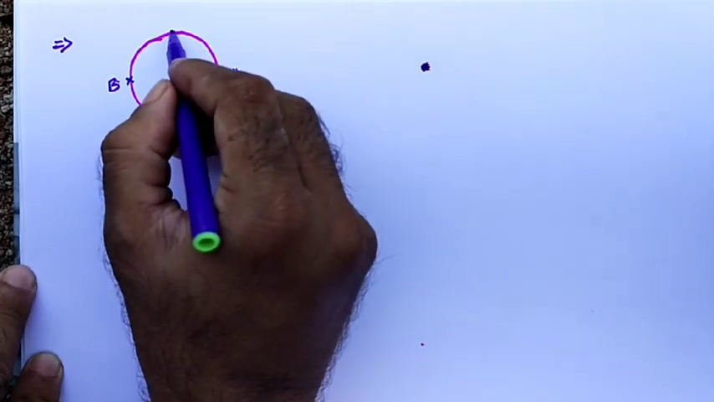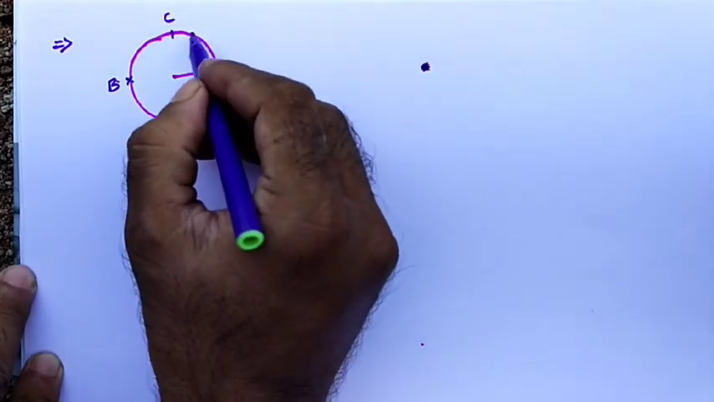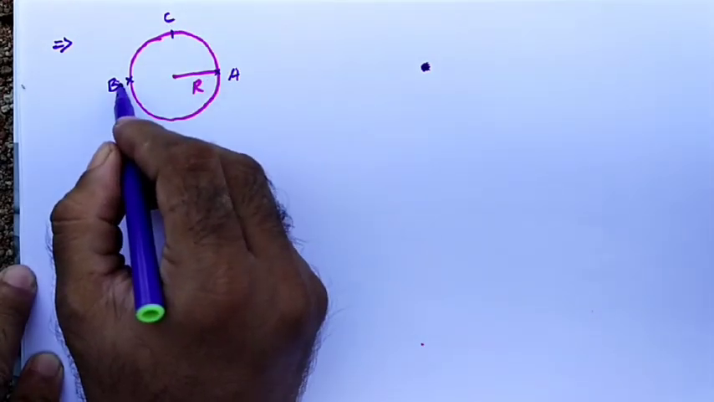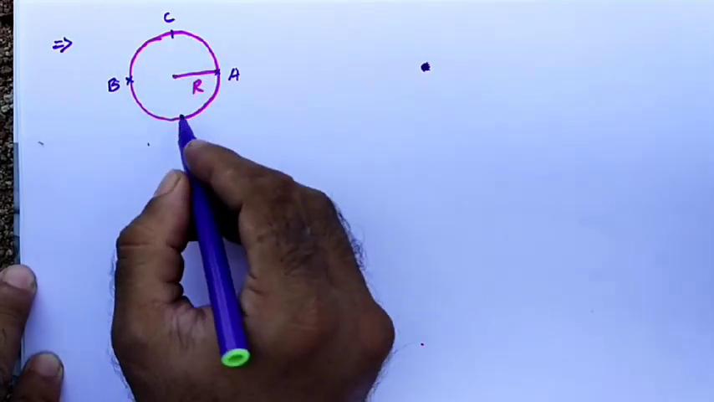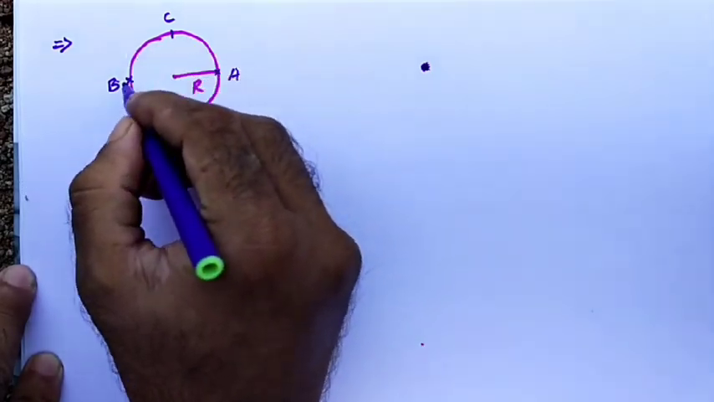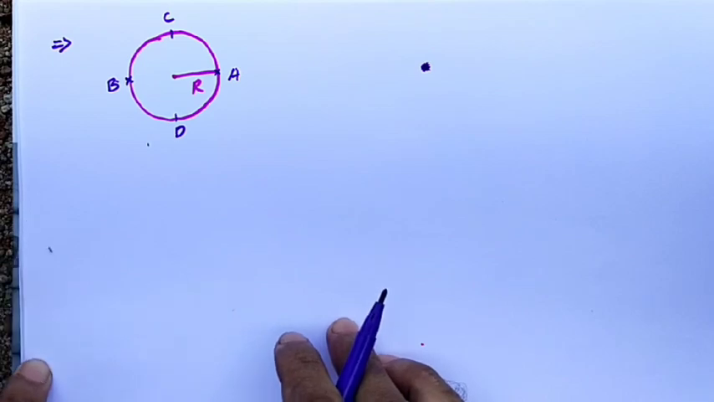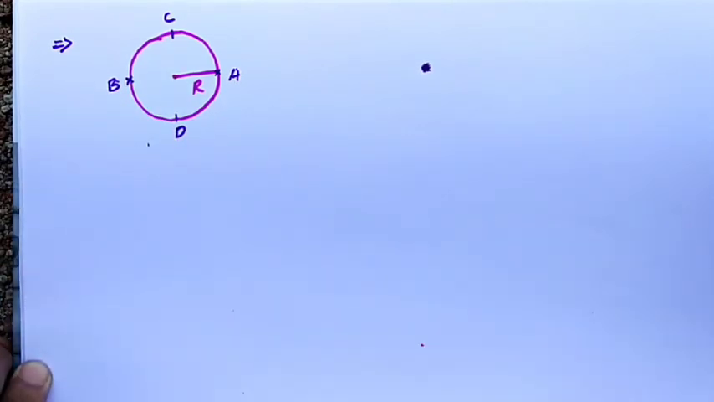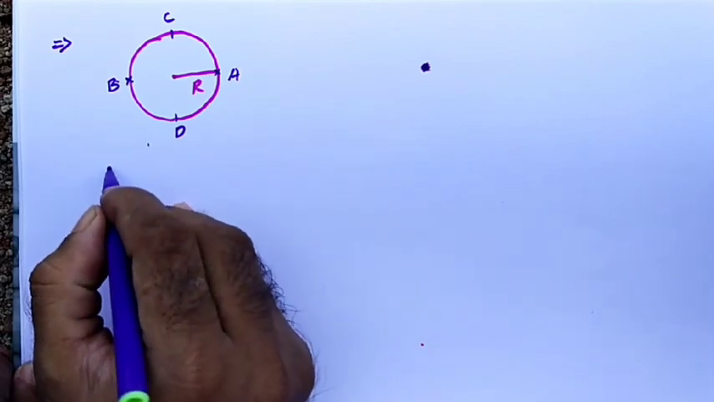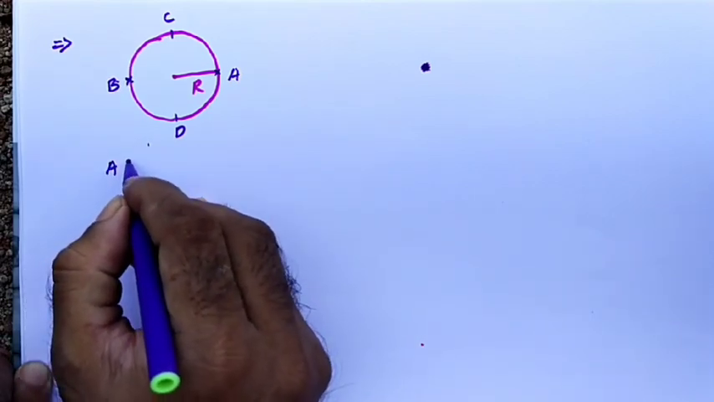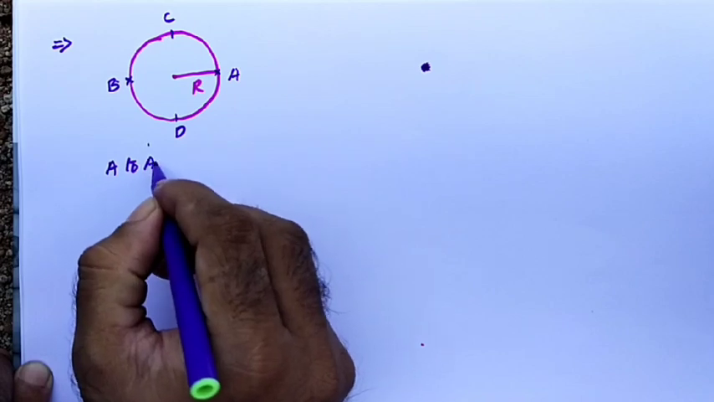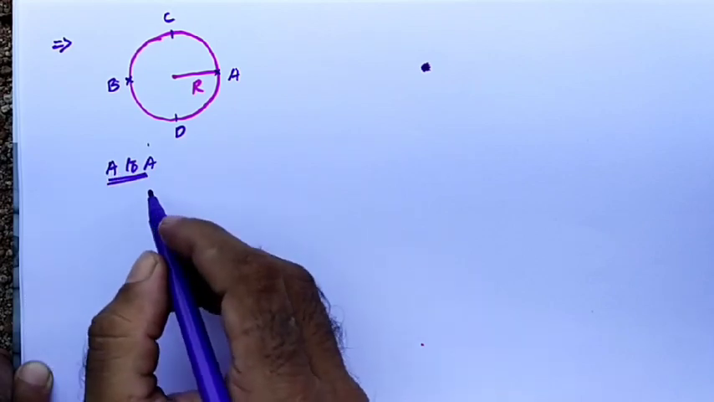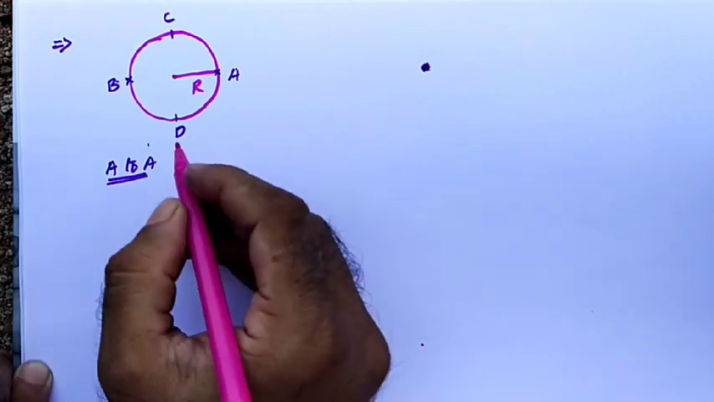Now let us take C as 1/4 of the circle. B is half of the circle, C is 1/4 of the circle. Similarly, D is 3/4 of the circle. This way I just put points on that. Now in the first case, the body is moving from A to A, in one round.